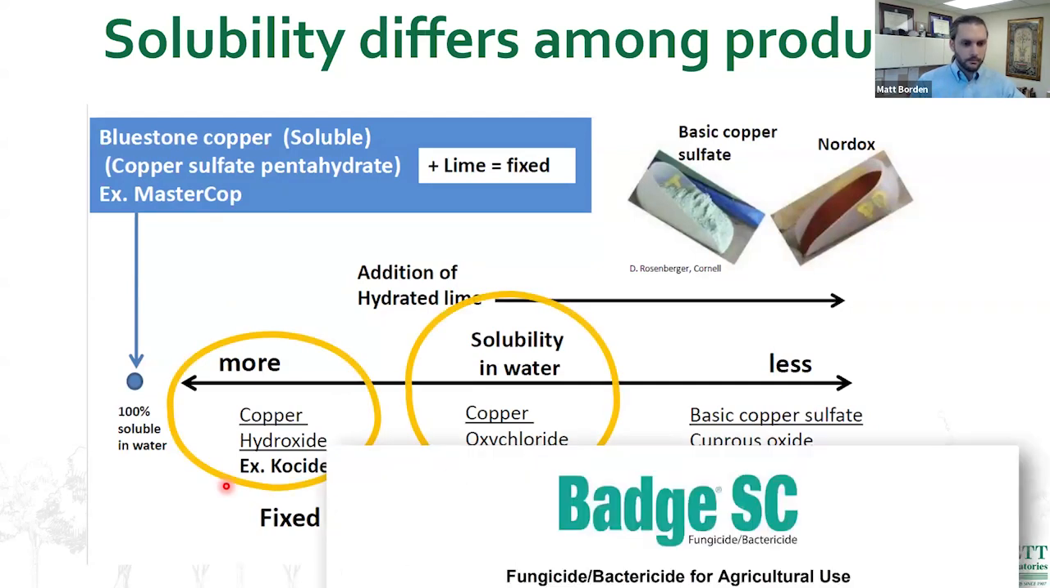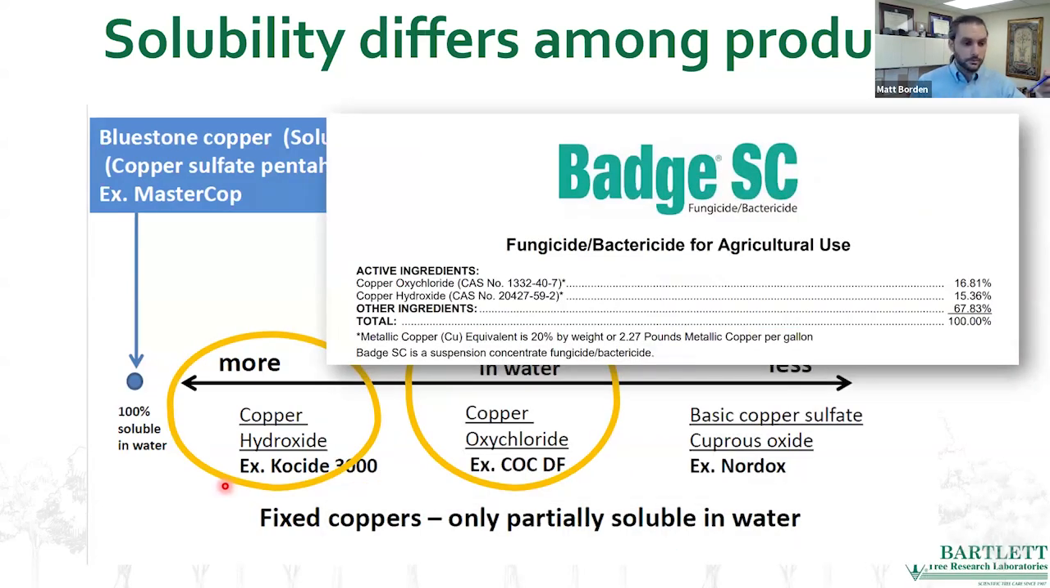So for example, if we look at this product Badge, which is one that we use, the copper oxychloride is going to have that trait of being a little bit more persistent and lasting longer on the leaf surface, whereas the copper hydroxide is more soluble and will have a more rapid activity and release of those copper ions. So that is why you often see these copper products with different formulations of copper in them. It's because they have slightly different traits, and one is often longer lasting, one is often more readily available.